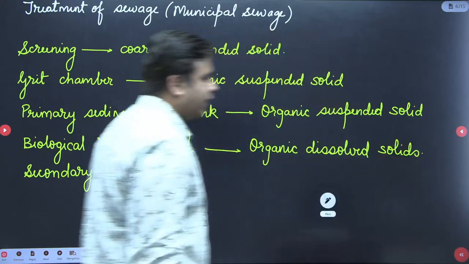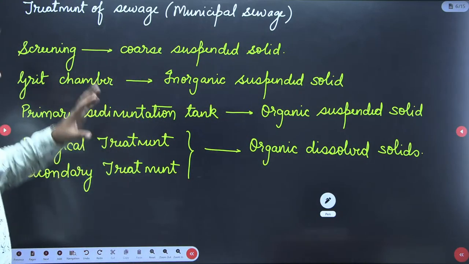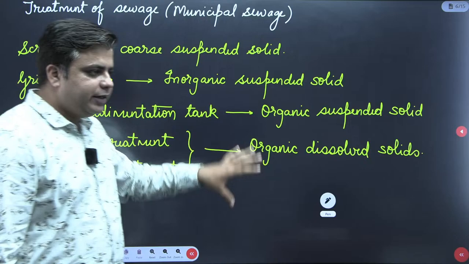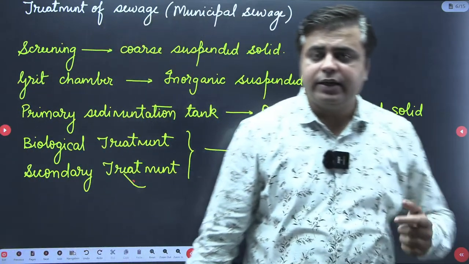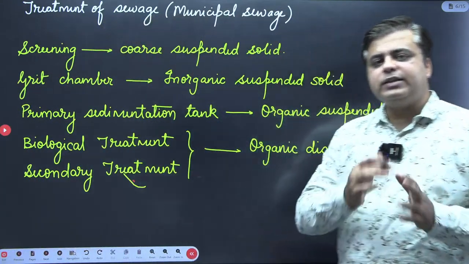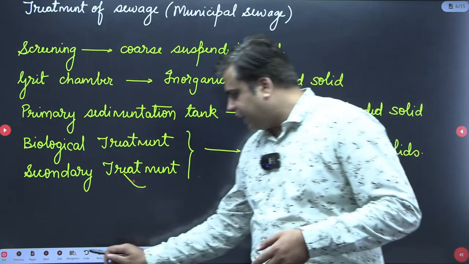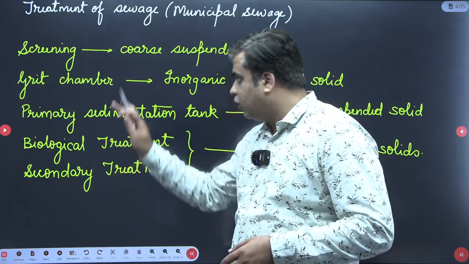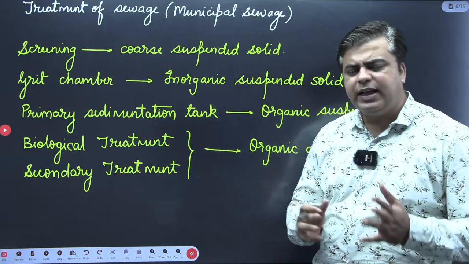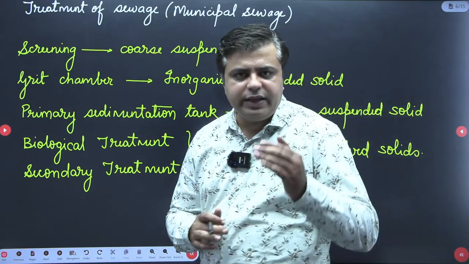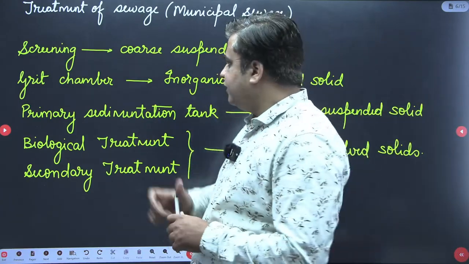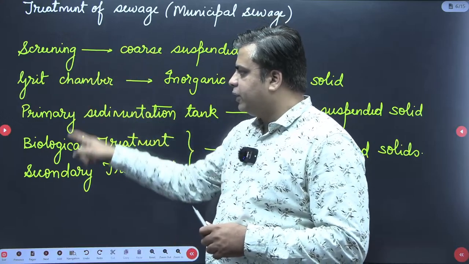This removes organic dissolved solids, right? So you can see here, we have first listed down all the impurities which are present, and then we have seen which unit is removing which impurity, right? I haven't given you the detailed flow of this treatment of sewage. The reason is, it becomes too complicated to read that in one go. So, I have just simplified it in four different segments.